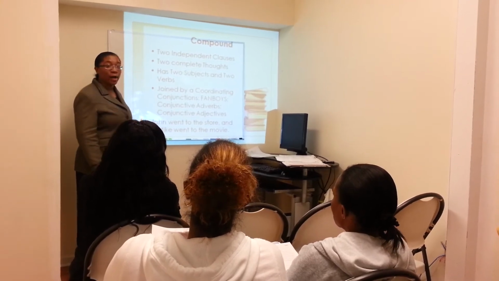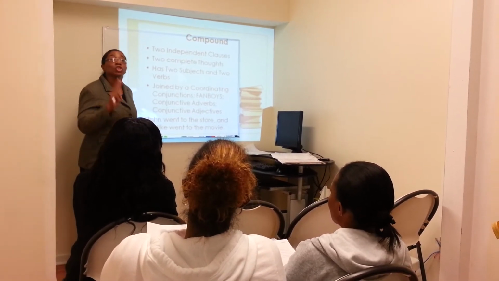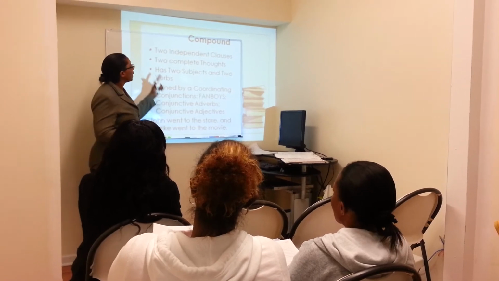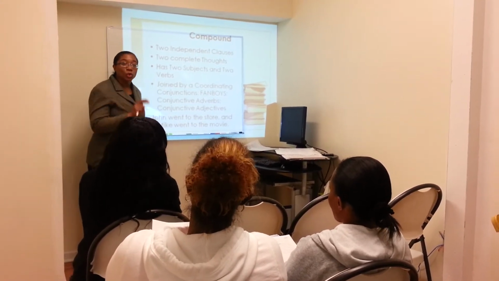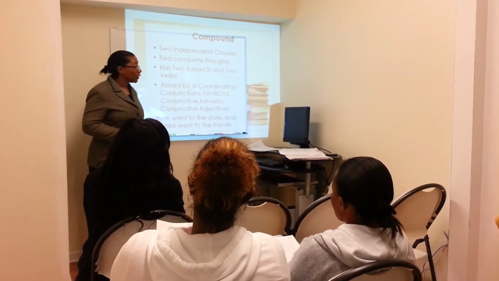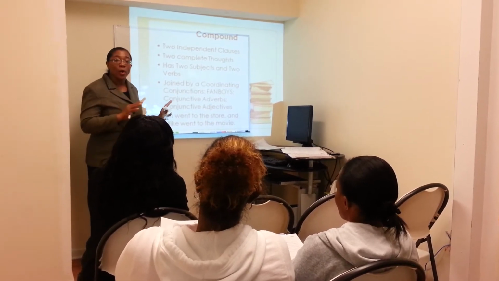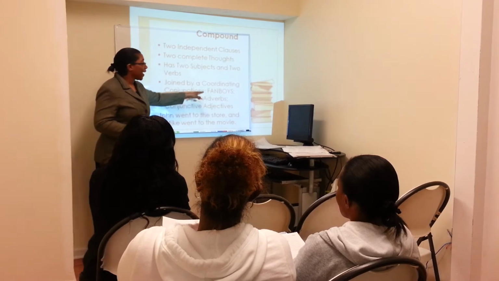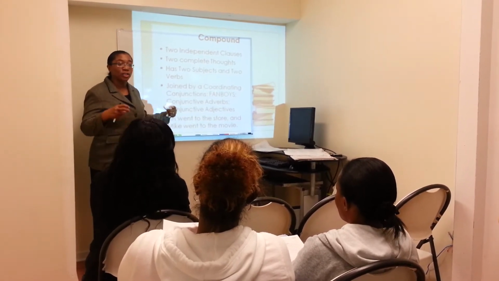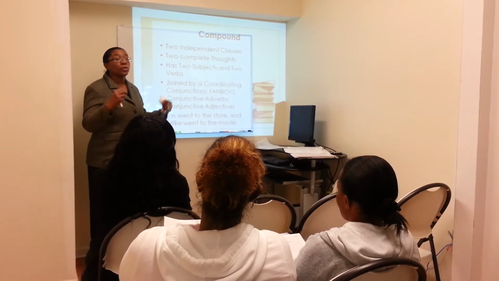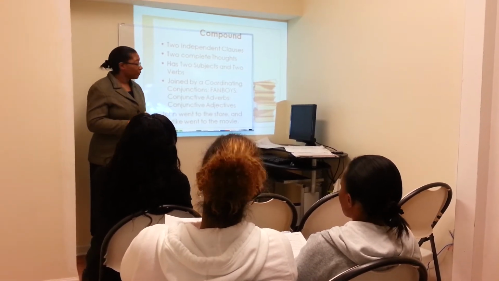Next we're going to look at the compound sentence. A compound sentence has 2 independent clauses, makes 2 complete thoughts, and has at least 2 subjects and 2 verbs. For example, they are joined together with a FANBOYS. These are connecting words, conjunctions that connect 2 sentences together so the 2 thoughts won't run onto each other.